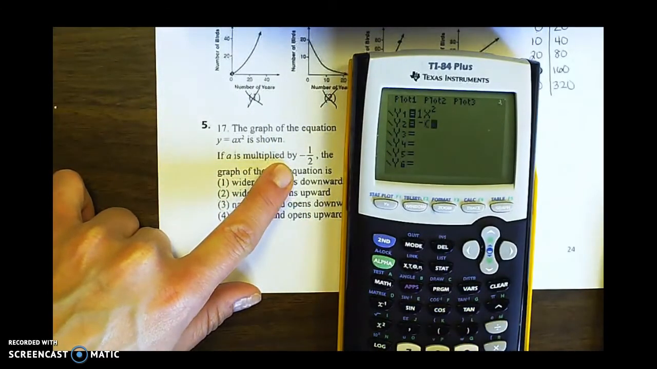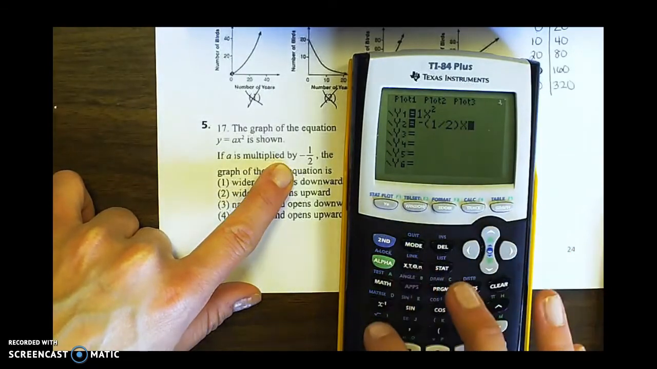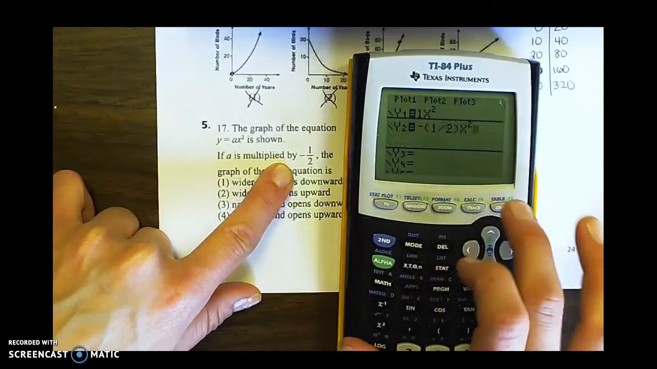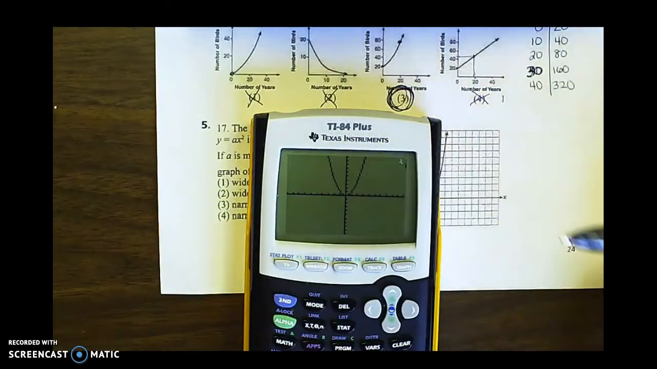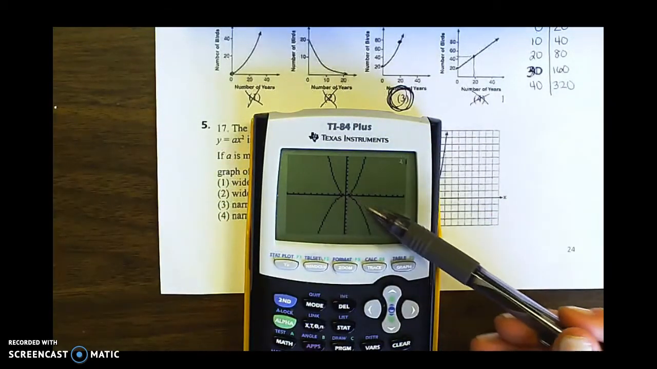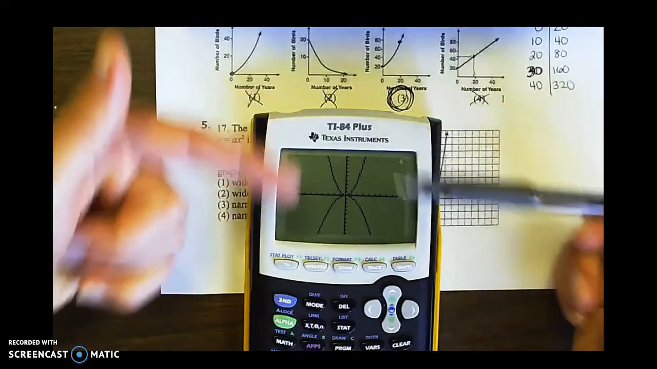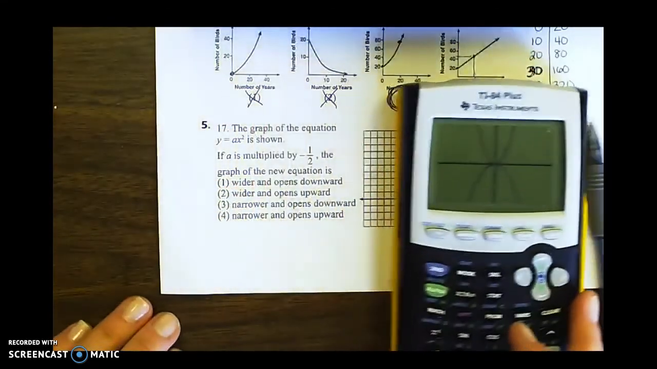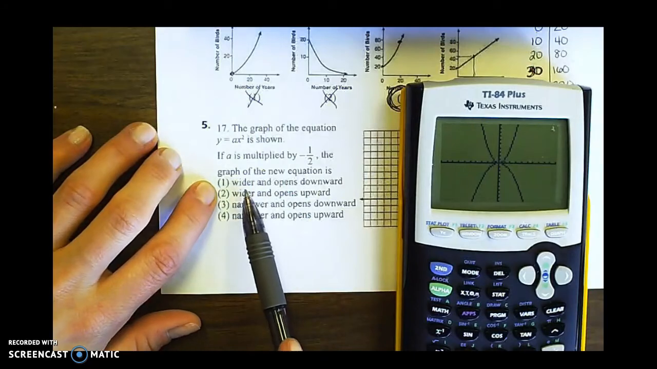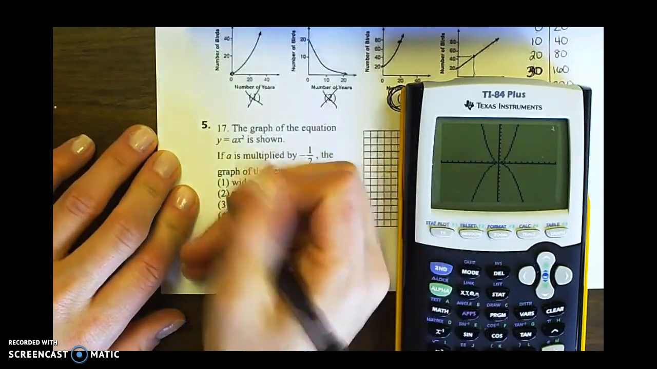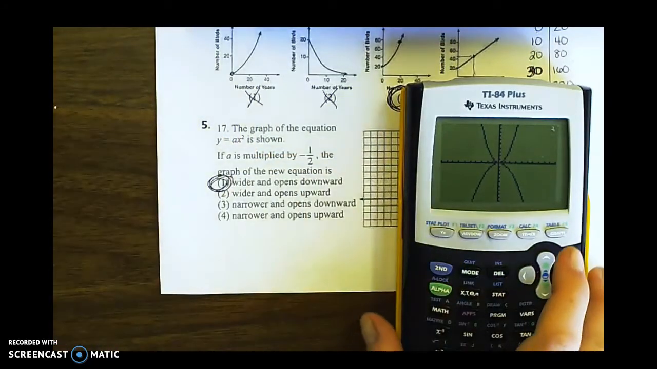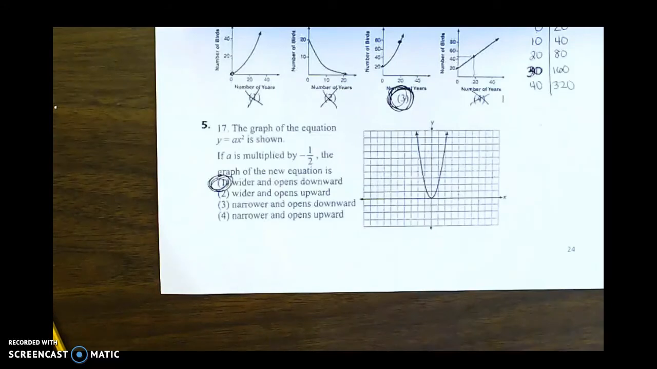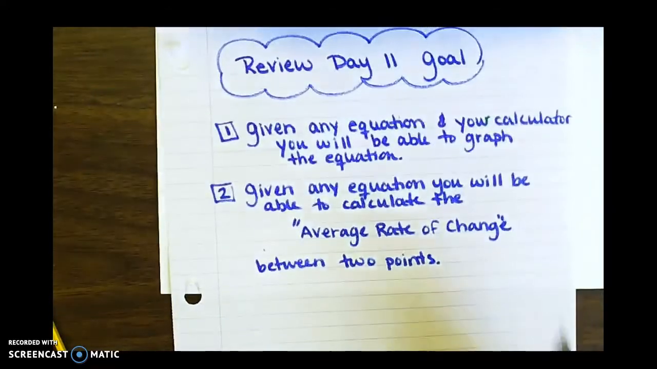So negative 1 divided by 2 and then x squared. Let's see what happens. Let's hit graph. Here's my original, and here's my new one. It looks like it flipped upside down, and it looks like it's wider this time. So let's see if that is one of our options: wider and opens downward. That's option number 1.